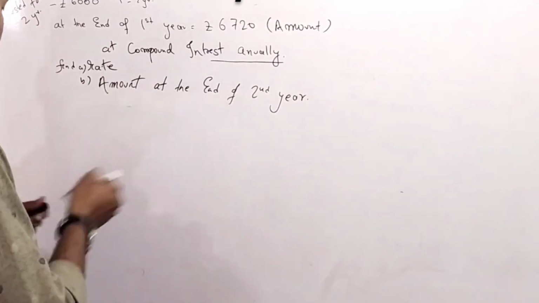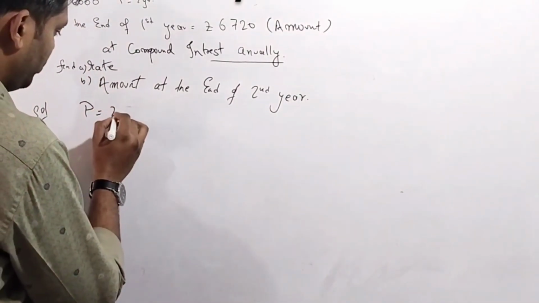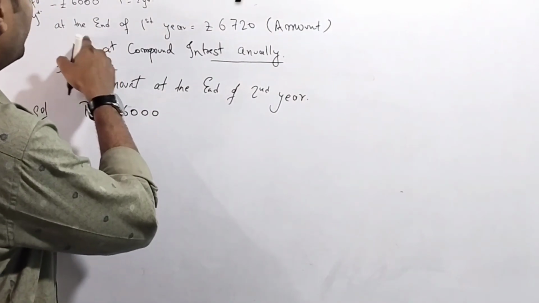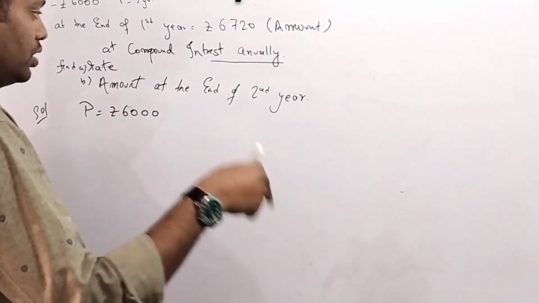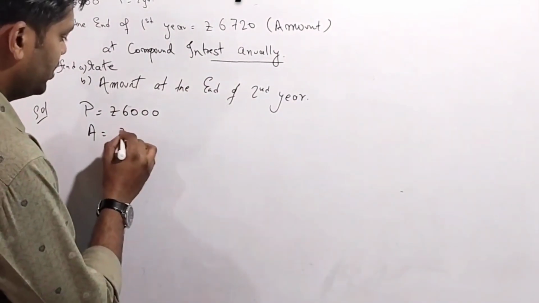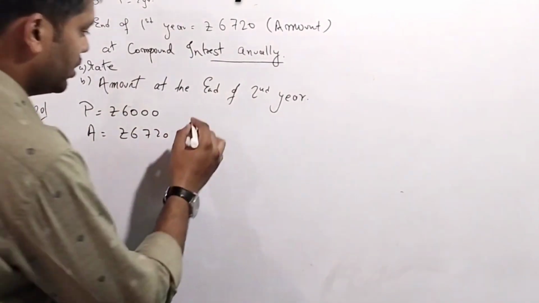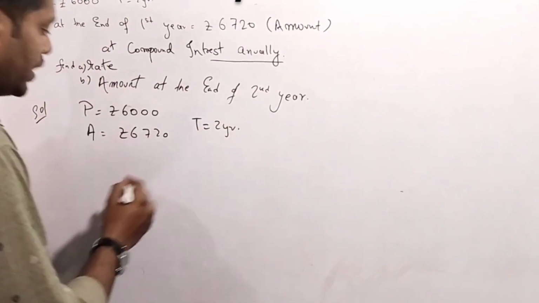Now how to find out the rate of interest? What they gave me: principal is there, rupees 6000. And what is this? Amount at the end of first year. At the end of first year means this is the amount for first year only, rupees 6720. And what else am I having? Time is equal to 2 years and nothing else.